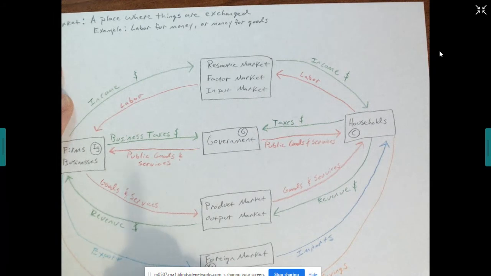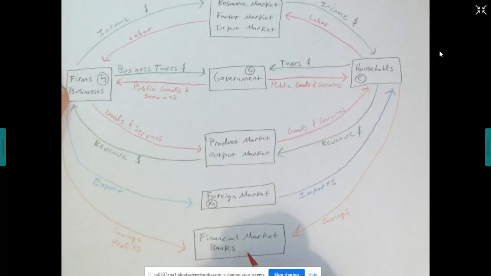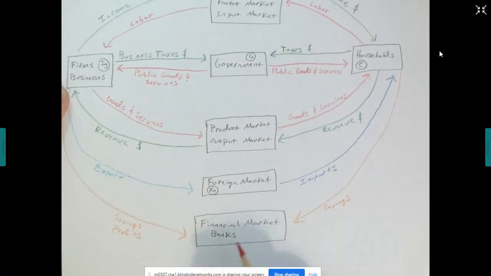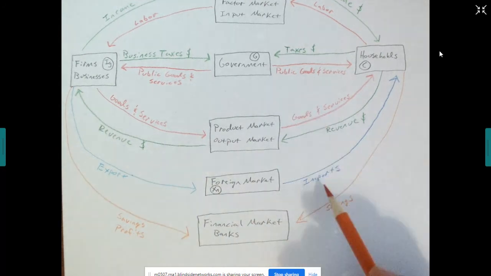Savings or profits might go to these financial markets down here. Oh, sorry. And the financial markets, these banks will simply take that extra money that's coming in, and they'll loan it back out to other households, to other businesses, or to the government. And this is how money flows throughout the economy.